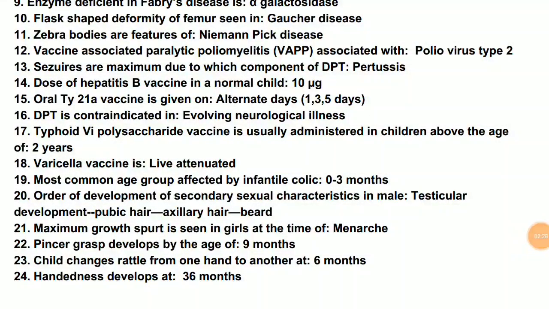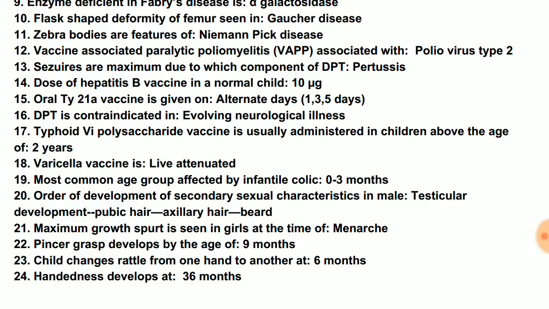Zebra bodies are features of Niemann-Pick disease. Niemann-Pick disease is sphingomyelin deficiency. Three types are there: A, B and C. A and B are due to sphingomyelin deficiency and C is due to some defect in cholesterol esterification.